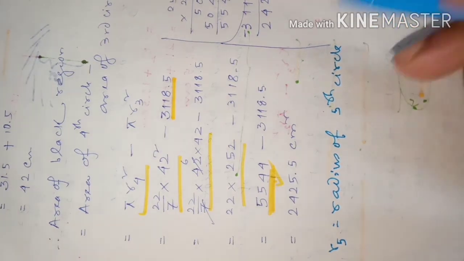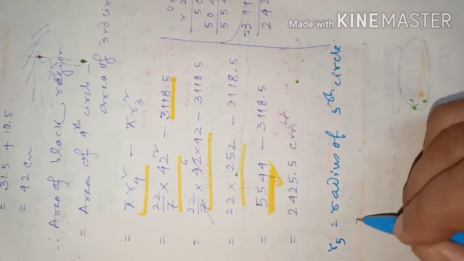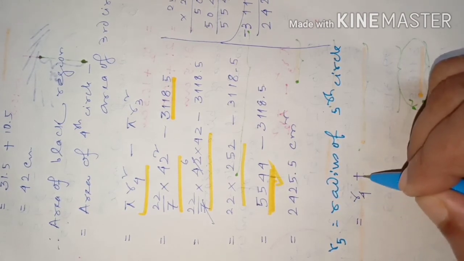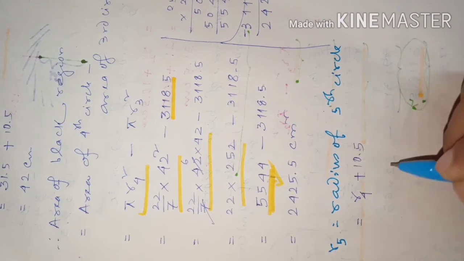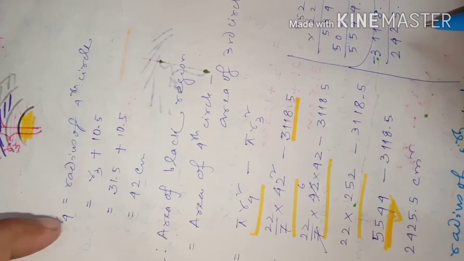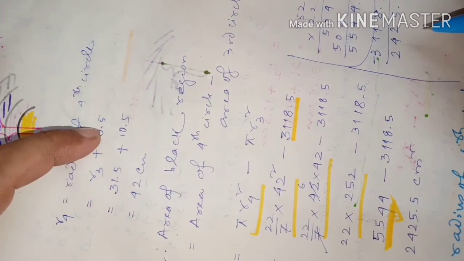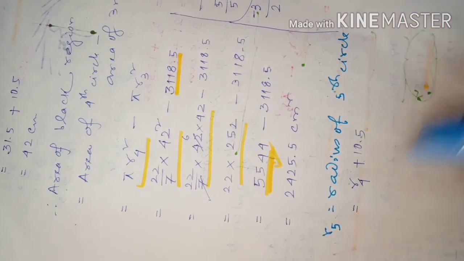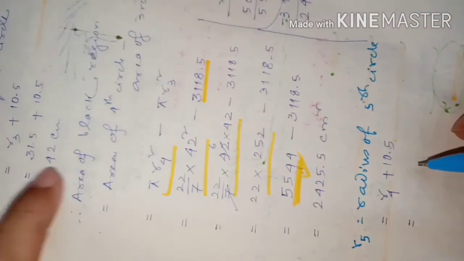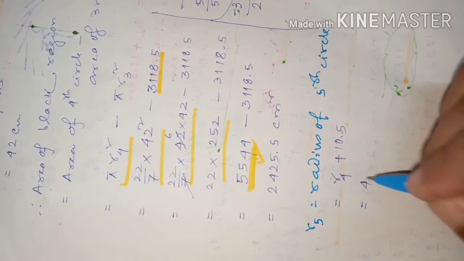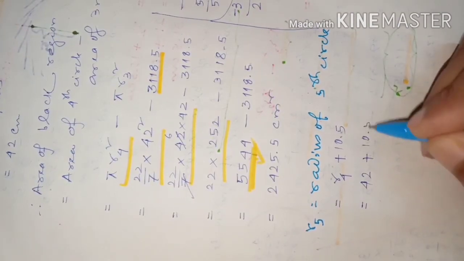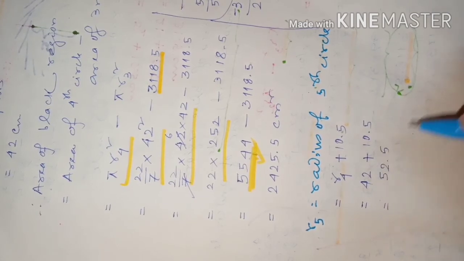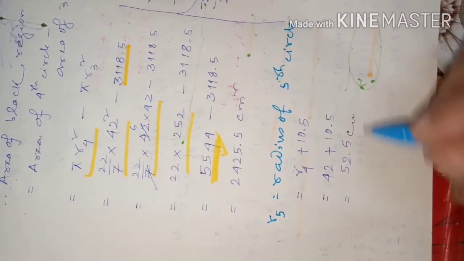So radius of fifth circle is equal to the previous radius R4, with that you add again 10.5, like the previous one. Here you see R4 we calculated by adding R3 with 10.5. Now R5 we are calculating by adding R4 with 10.5. So what was R4? 42. Use it here, plus 10.5, that will be equal to 52.5 centimeter. This is the radius of the fifth circle.